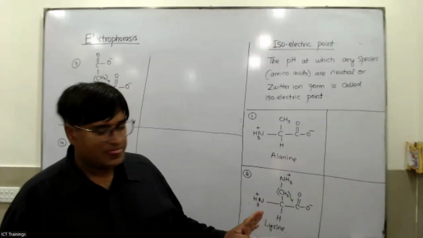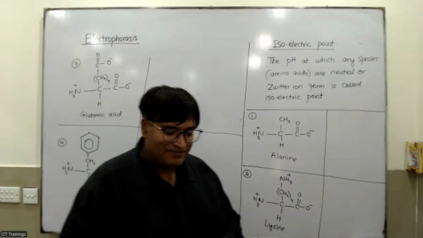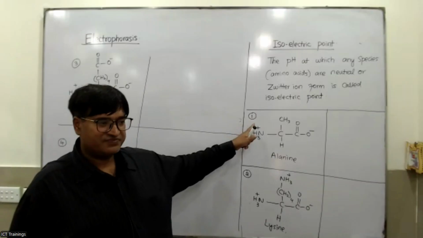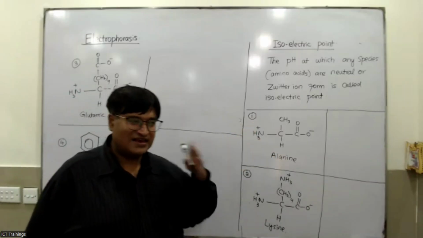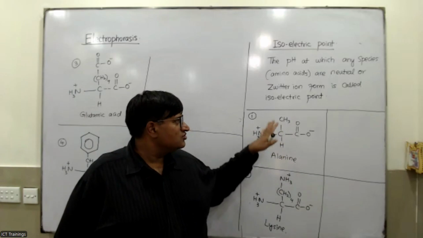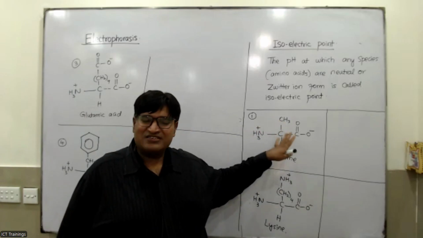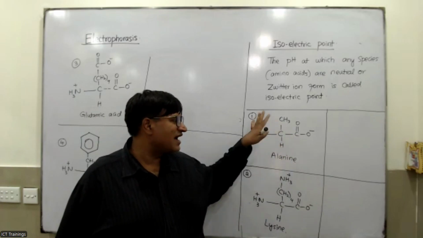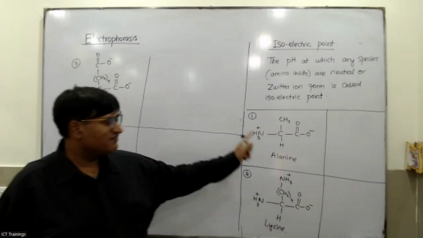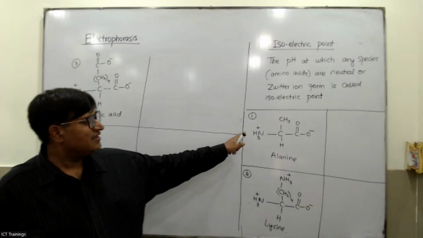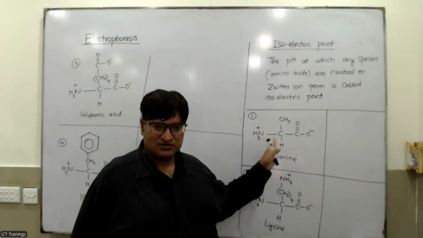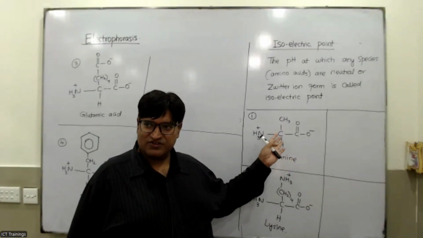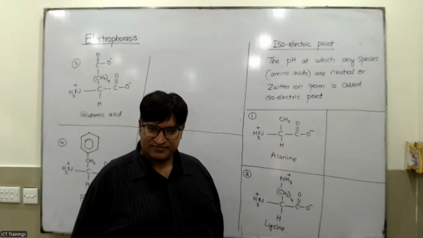Now, my dear students, everybody just listen and think about it and tell me. This is the first amino acid. Its name is alanine. I want to keep that amino acid neutral. So any one of you could tell me what pH I should take so that it could be neutral. First of all, tell me, is this amino acid neutral? No, sir, it's not neutral. So is it positively charged? Is it negatively charged?